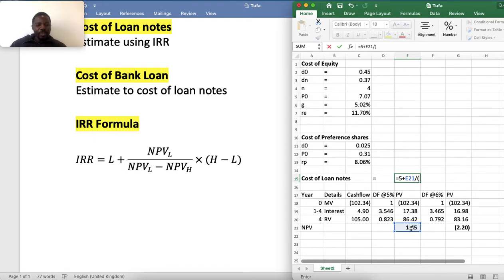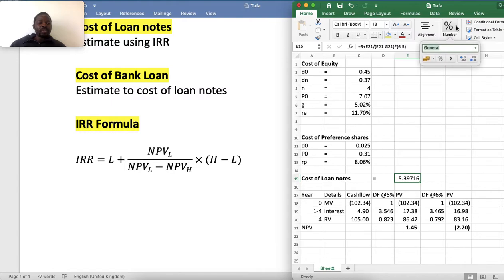divided by, we will open the bracket, NPV at the lower rate minus NPV at the higher rate. Then we have to multiply this by, we open bracket, higher rate is 6 minus lower rate is 5, like that. Then we get that percent. Let's round off to 2 decimal places. So the cost of the loan note is 5.4%.